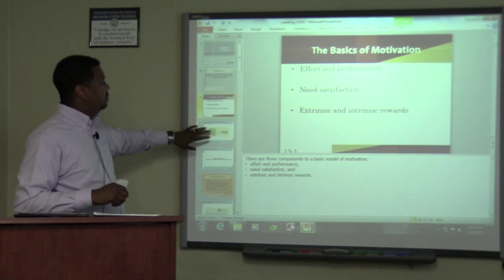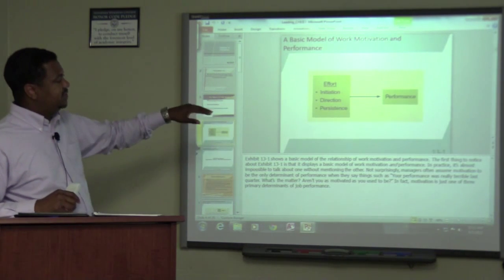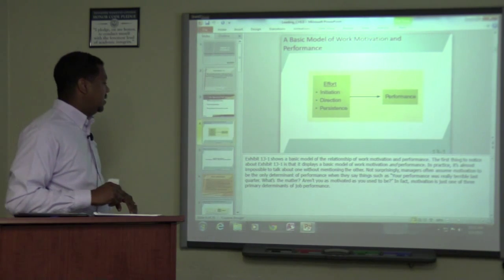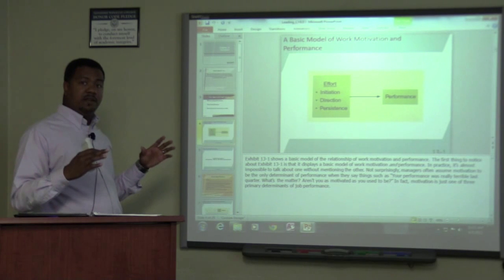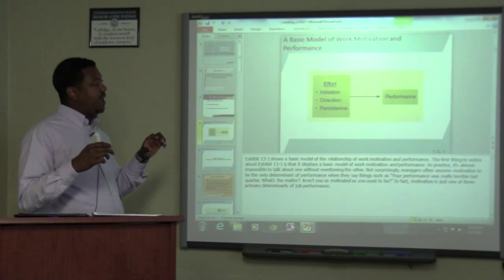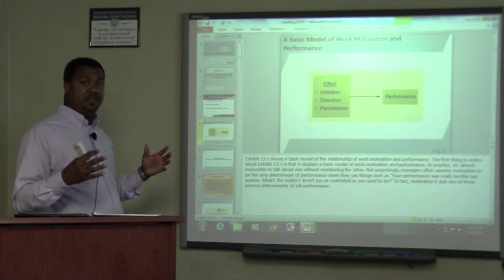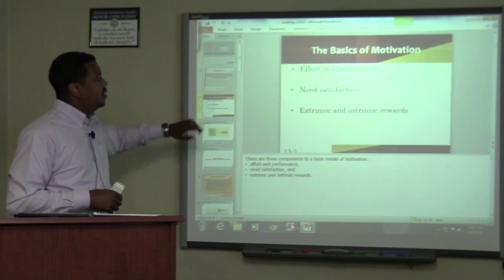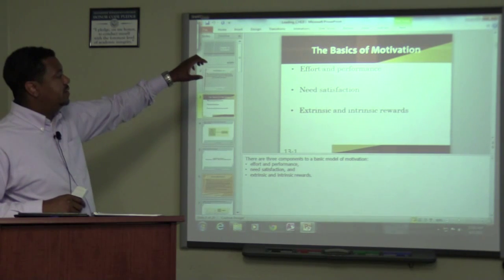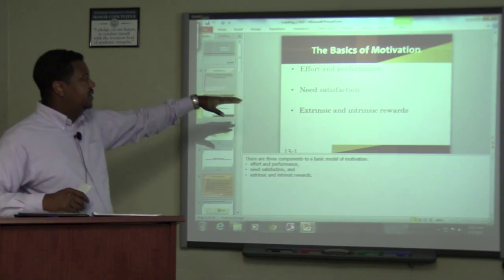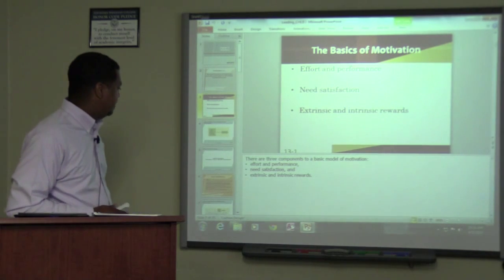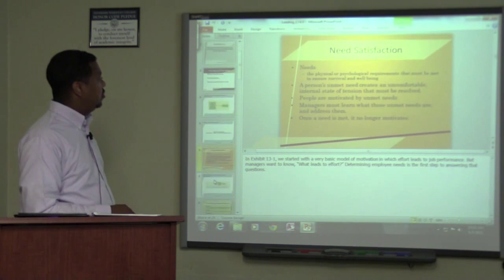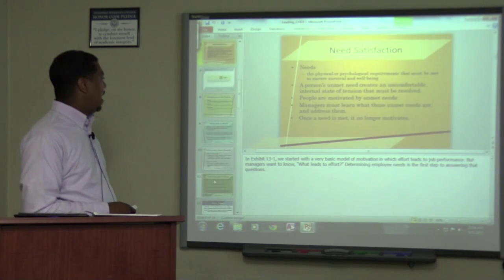We see that effort and performance is a result of initiation, direction, and persistence that can be changed within an organization depending upon the perception the individual has about whether they have an equity belief about receiving the outcomes necessary for all their inputs within an organization. Also, a good way to reflect and understand the basics of motivation is need satisfaction, right? Need satisfaction echoes the importance of understanding that individuals within the organization will have a variety of different needs.